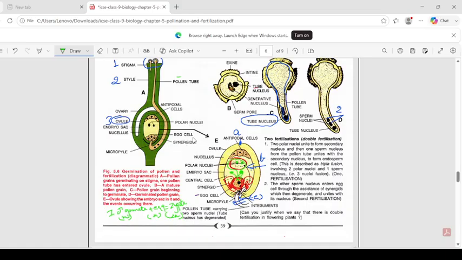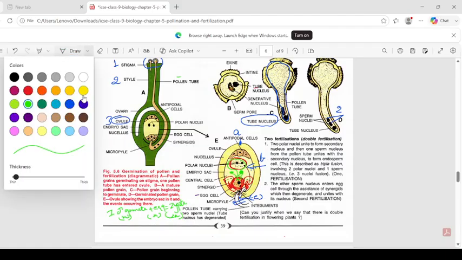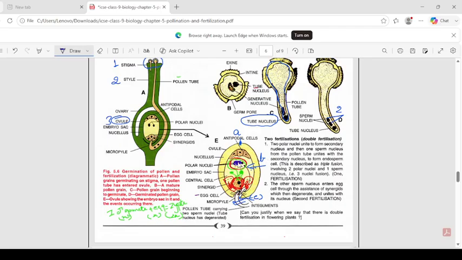These two dotted structures present in the central cell will ultimately fuse together and form a single nucleus, and that single nucleus is called the secondary nucleus, and this secondary nucleus is diploid in nature. When these two nuclei fuse together, it forms a secondary nucleus. So instead of polar nuclei, now it will be termed as what? It will be termed as secondary nucleus, which is already diploid because of the fusion product of two polar nuclei.